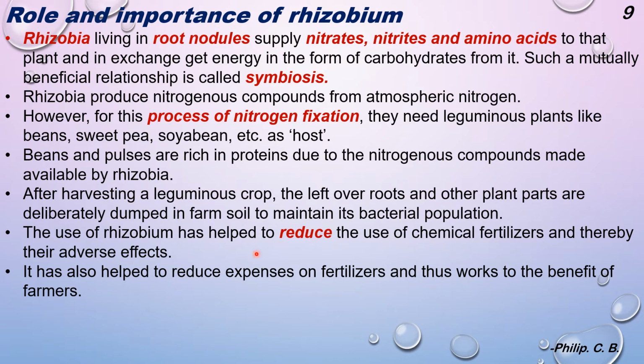The use of rhizobium has helped to reduce the use of chemical fertilizer and thereby their adverse effects. More chemical fertilizer was used before, but by using rhizobium, its use can be decreased. The cost is also reduced, because a lot of money goes into buying chemical fertilizer. Most importantly, the chemical fertilizer dependency is reduced. It also helps to reduce expenses on fertilizers and thus benefits the farmer. So it is very useful to the farmers.